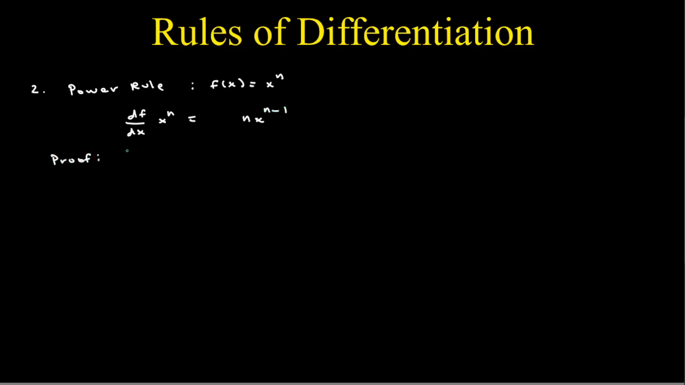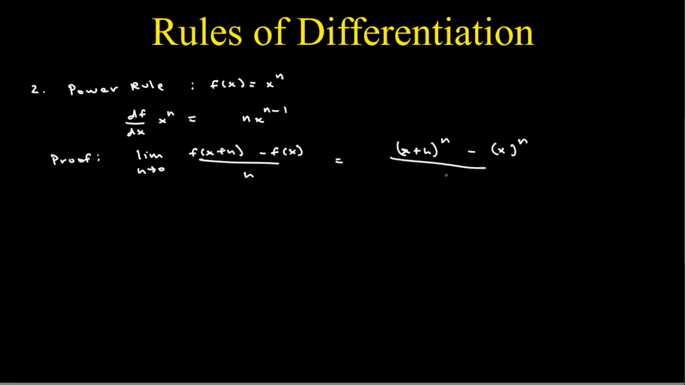So the proof of this one is a little more complicated, but we can still do it. We know that the limit as h tends to 0 of f of x plus h minus f of x, divided by h, will give us the derivative, and if we plug in for x plus h, we'll get x plus h to the power of n minus x to the power of n, divided by h.